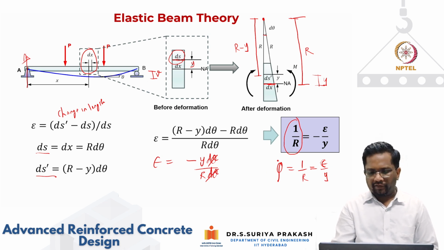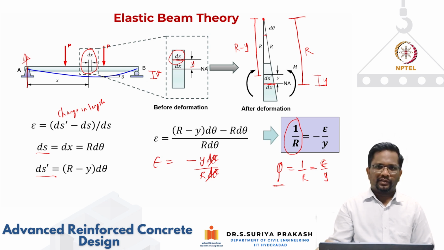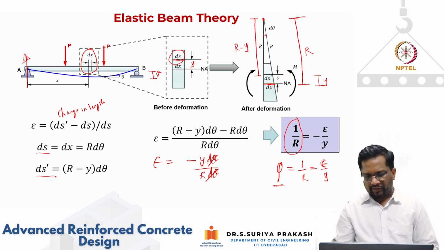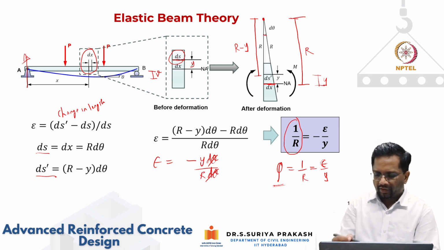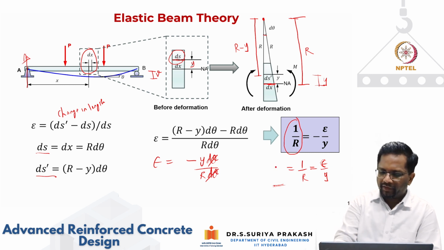So now we can see here for a particular curvature, the higher the distance, for a particular rotation, if I keep the curvature constant, you can see that the strain is nothing but curvature multiplied by the distance of the fiber from the neutral axis. Okay, so you know that. So now we have taken this relationship between curvature and strain.